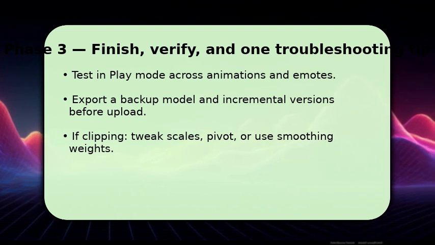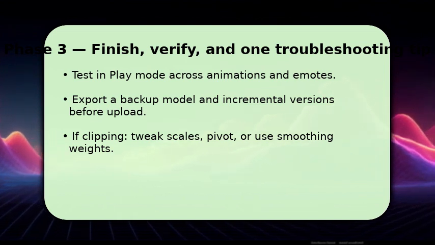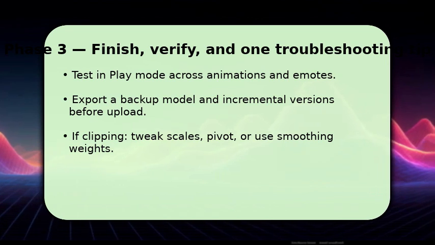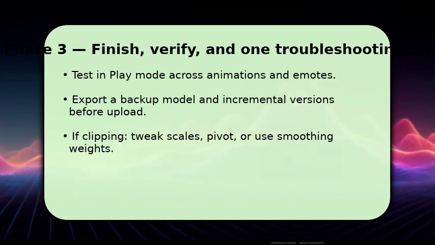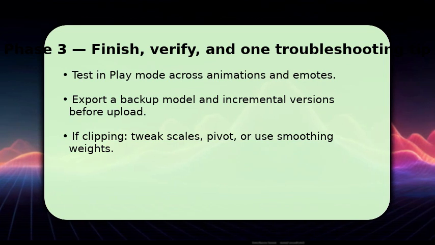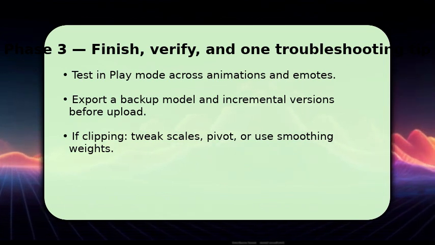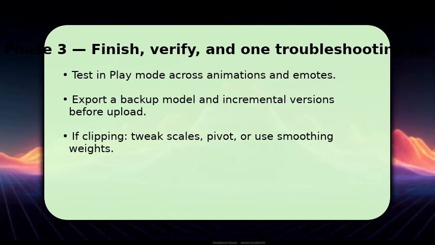If something goes wrong, focus on one fix at a time. Adjust scale or pivot, reassign weights, or simplify geometry. Often smoothing weights or a tiny scale tweak resolves the problem. Finally, retest after each change to confirm the fix.